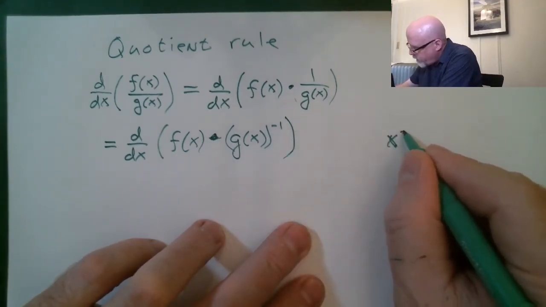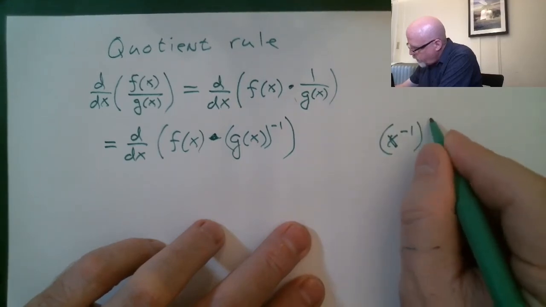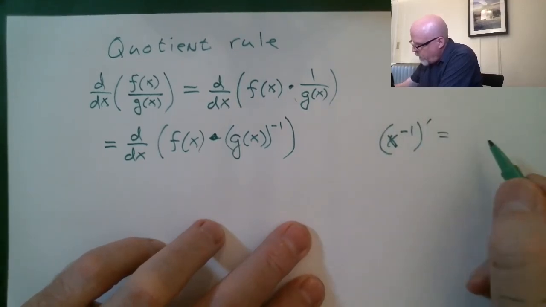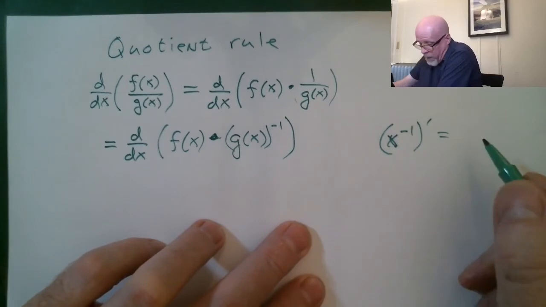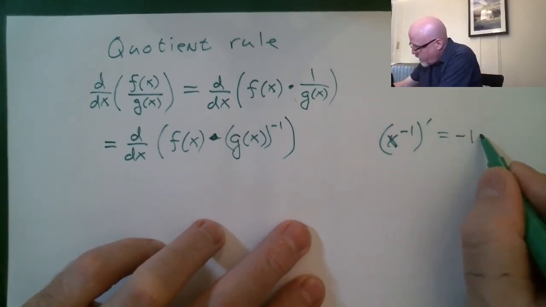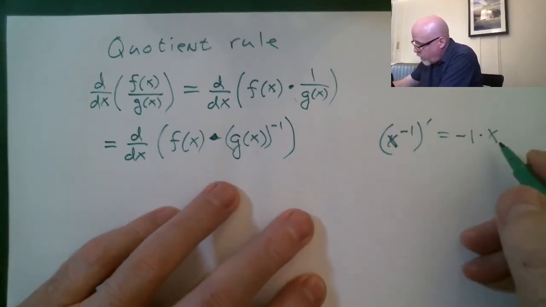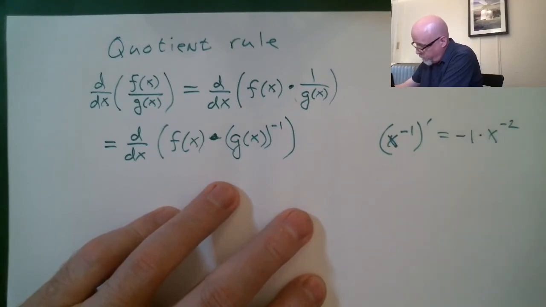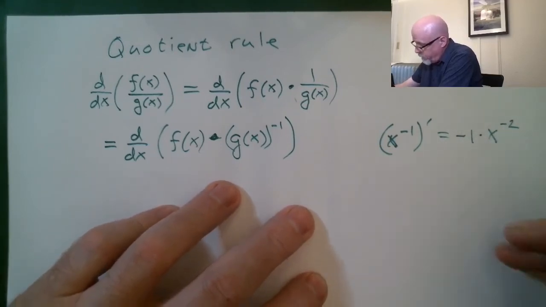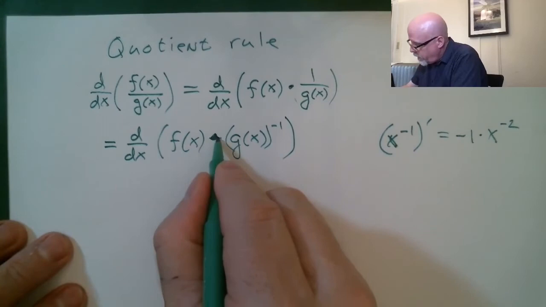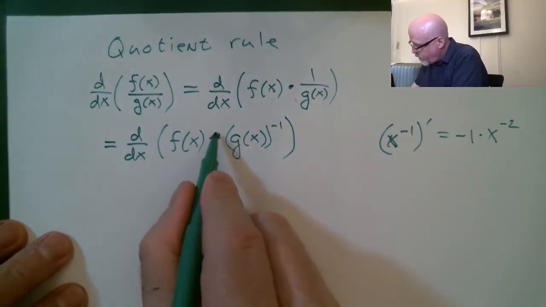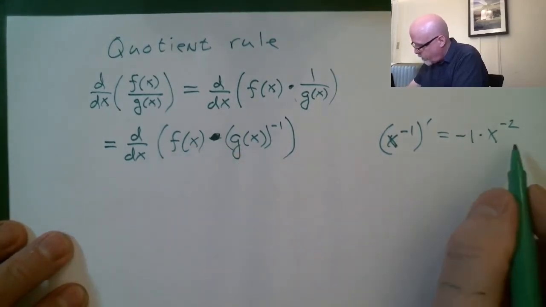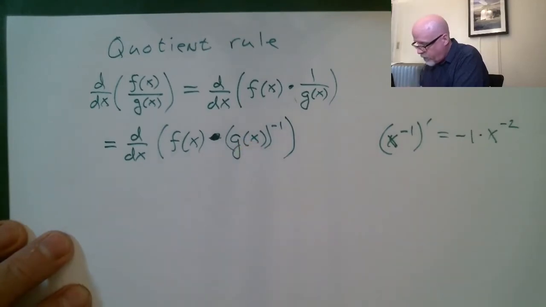If I have x to the minus 1, and I take the derivative of that, sure, it's the power rule: the minus 1 comes out front, and the exponent gets dropped by 1, and that becomes minus 2. So let's go ahead and use the product rule on these, and we're going to need that part when we go to take the derivative of g of x to the minus 1.